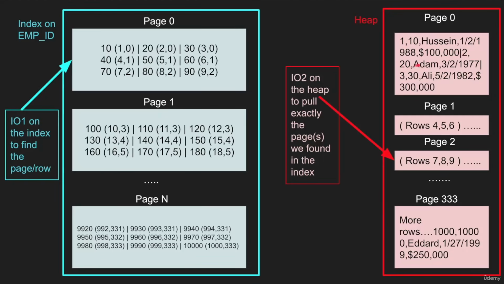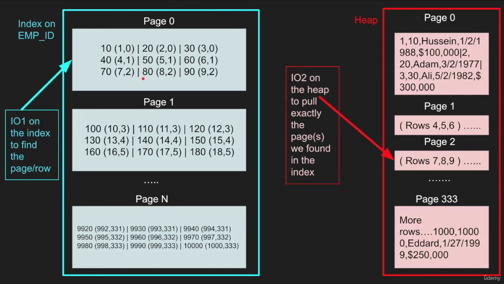Row ID 2, 20, Adam, 97, and then Ali, 5, 2, and then this ends page 1. I simplified it. It's exactly identical to this, but I just said rows 4, 5, 6, because there are 3 rows in a page. Remember that was our condition in this particular example. 7, 8, 9 in page 2. So 10, 11, 12 in page 3, and page 33 will have 3 rows, 1000, 999, and 998. So this is the heap, right?